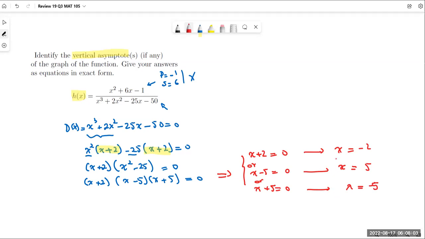Now if I consider each equation as the equation of a line, this is a vertical asymptote, the second one is another, and this is the third vertical asymptote. Therefore, the graph of h of x has three vertical asymptotes, and the equations are x equals minus 2, x equals 5, and x equals minus 5. And that's all.